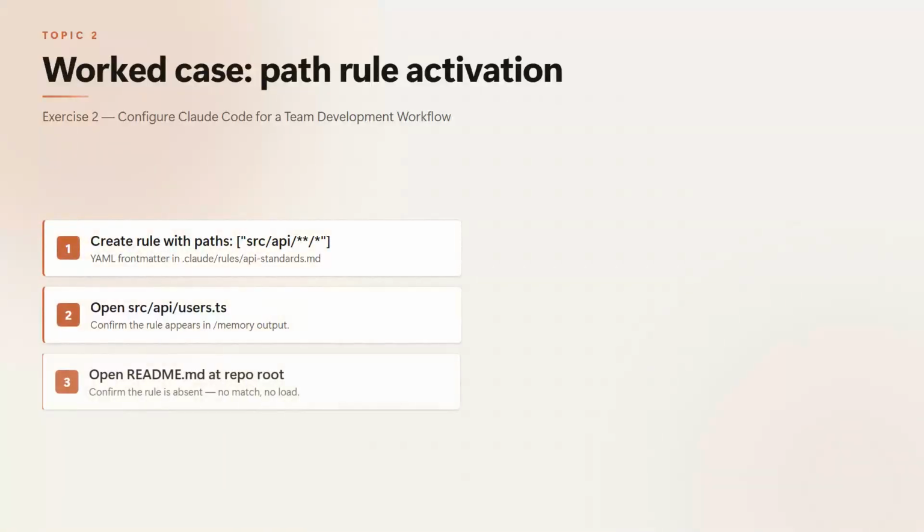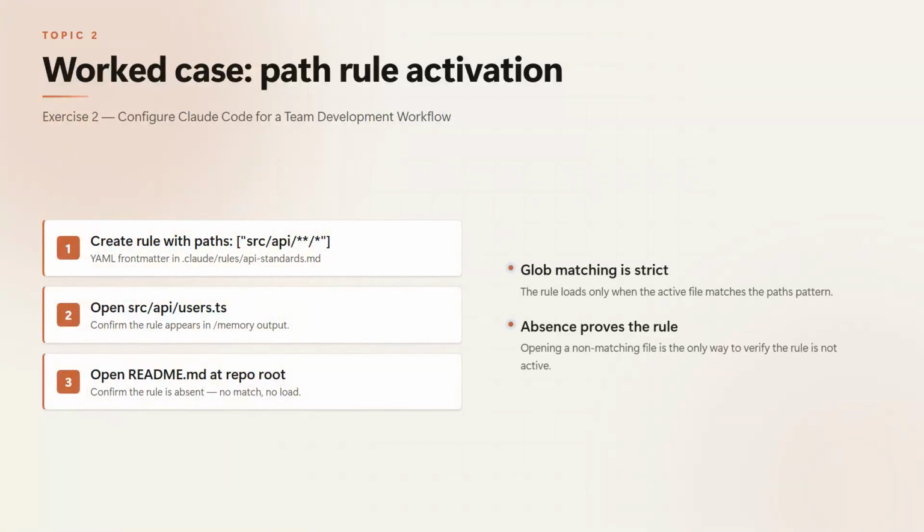Take the path rule case. You create a rule in .claude/rules/ with YAML front matter specifying paths, src/api/**. The rule contains API design standards. You open src/api/users.ts and run /memory, the rule is listed. Then you open readme.md at the repo root and run /memory again. The rule is absent. The alternative, assuming the rule loads because the file exists, loses because activation is by glob match, not directory proximity. The other cases, project Claude.md scope, fork skill isolation, MCP scopes, follow the same verify-don't-assume pattern and are detailed in the exercise.